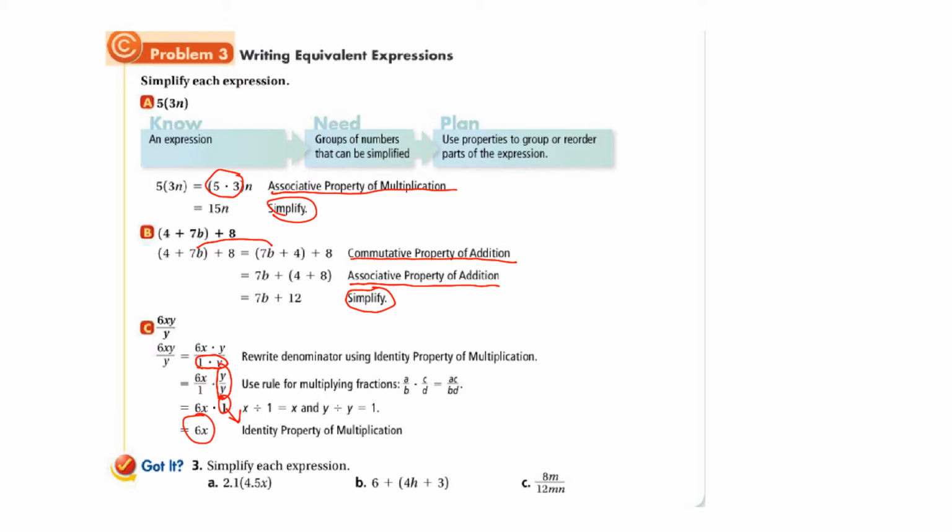So when they ask you to simplify each expression and give the reasons why, all you're doing is giving some kind of algebraic reason why you're able to do what you did. I would like for you to do problems 3, A, B, and C, simplifying and giving a reason for each step.